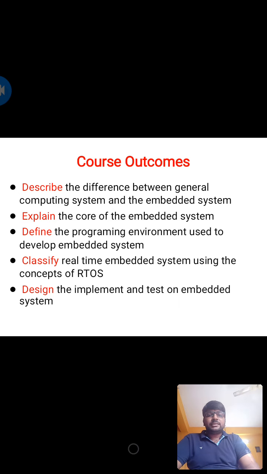Coming to the third one, define the programming environment used to develop an embedded system. How is the embedded system developed with programming? So the third CO belongs to defining the programming environment used in an embedded system. Then coming to the fourth one, classify real-time embedded systems using the concepts of real-time operating system. How the real-time applications are used with the real-time operating system. This is the fourth course outcome.